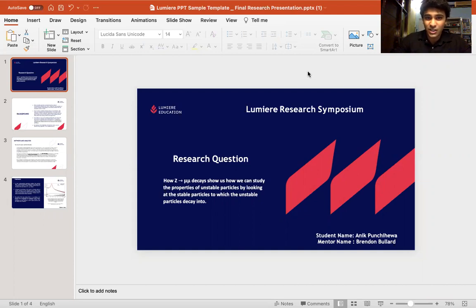My name is Anik Punchihewa. I'm from Sri Lanka and I'm based in Colombo. My research question was on how Z mu mu decays show us how we can study the properties of unstable particles by looking at the stable particles to which the unstable particles decay into.